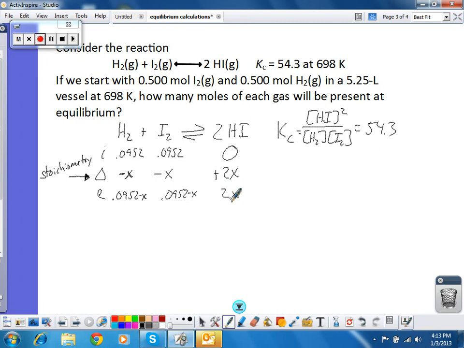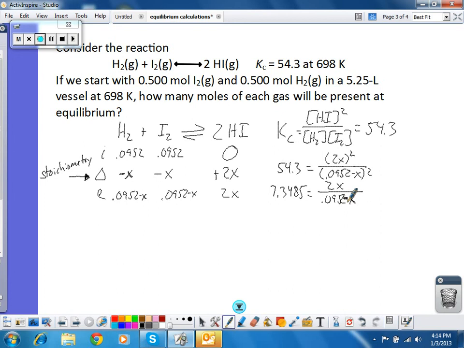Now that I have equilibrium concentrations, I'm going to plug them into the K expression. I know that 54.3 is equal to (2x) squared divided by (0.0952 minus x) squared, because these two numbers are the same. Now, this looks like a nasty quadratic, and if you know how to use the quadratic solver on your calculator, you may do so. However, for all the problems I'm going to give you in class, there's a way to simplify so you do not need to use a quadratic to solve. In this case, all I need to do is take the square root of both sides. The square root of 54.3 is 7.3485. The square root of (2x) squared is 2x, and the square root of (0.0952 minus x) squared is 0.0952 minus x.